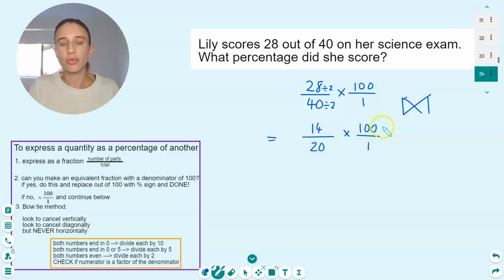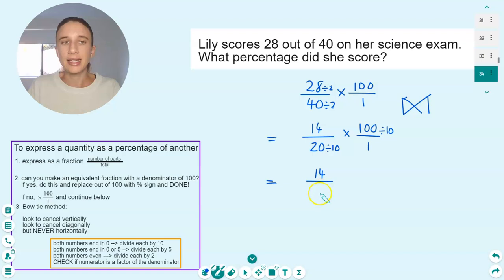Now, looking to cancel vertically on the right, we can't do anything there. But let's see if we can cancel diagonally, okay? Can't do anything there. But we can over here because both numbers end in 0. So let's divide by 10, because if they both end in 0, they're divisible by 10. So let's write the other numbers as is and keep going.